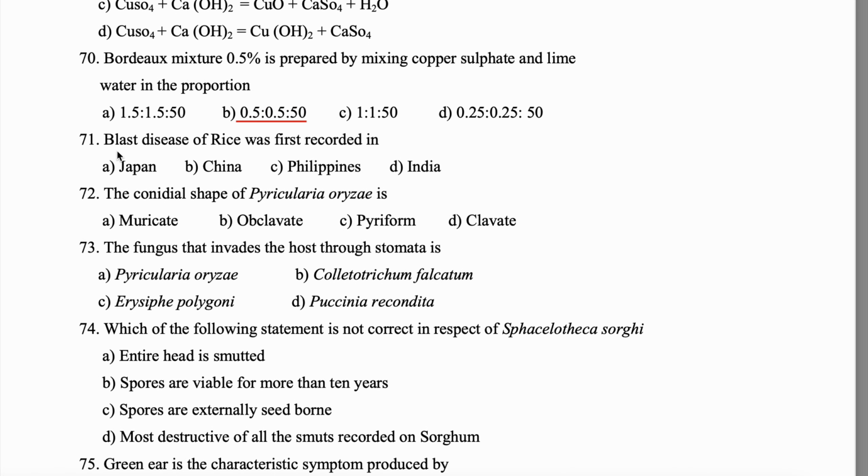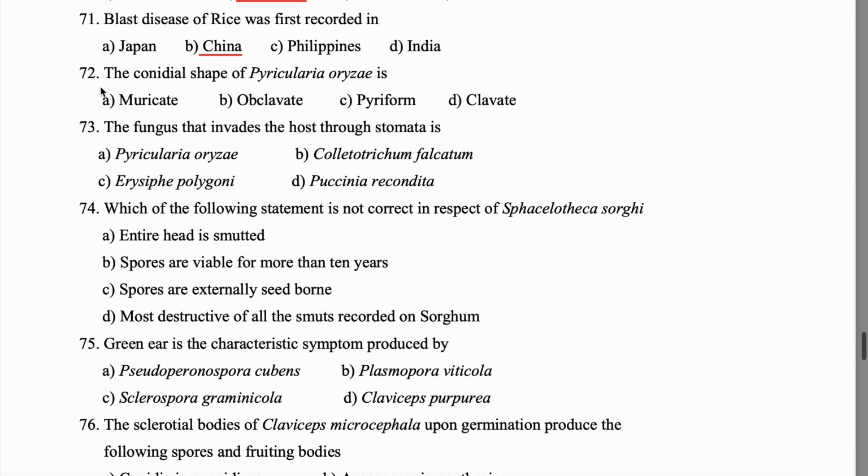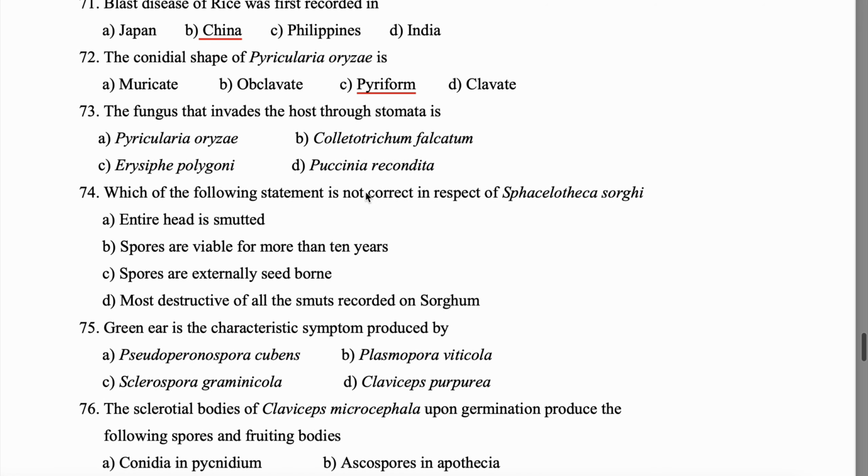Question 71. Blast disease of rice was first recorded in China. Question 72. The conidial shape of Pyricularia oryzae. By the name itself, you can guess the answer if you don't know, but it is pyriform. Question 73. The fungus that invades the host through stomata. The answer is Puccinia recondita.